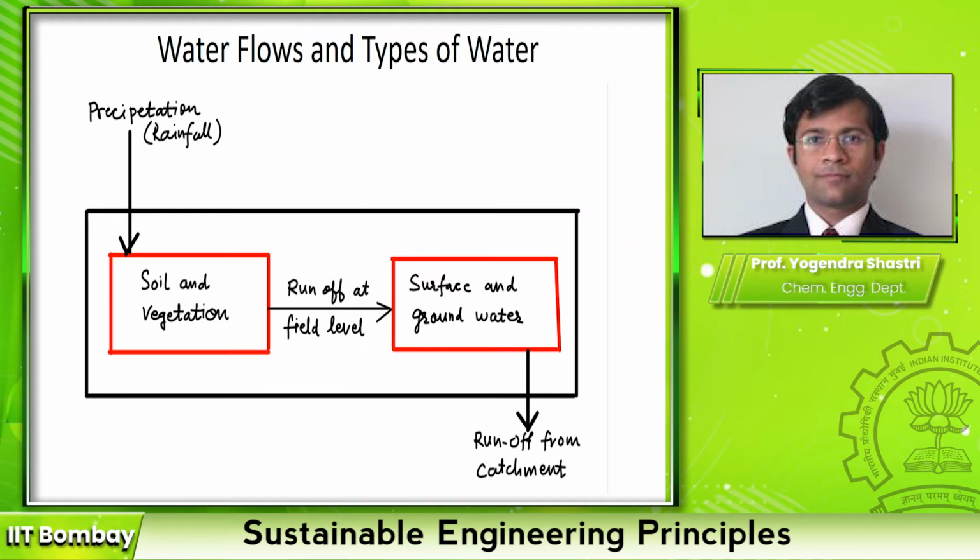And we said that water that is part of soil and vegetation is green water, and water that is part of the surface and groundwater is known as blue water. Now let's build on this and understand the concept of green and blue water footprint. In order to understand that, we need to understand what happens to water that is stored in soil and vegetation as well as surface and groundwater.